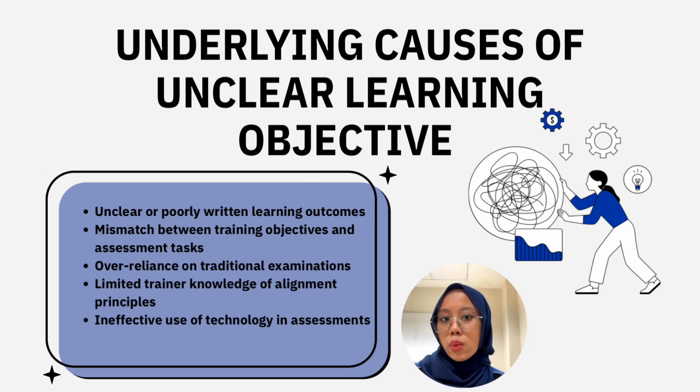So, you might be wondering what the causes of unclear learning objectives are. The article has identified several causes of curriculum misalignment. These include unclear or poorly written learning outcomes, a mismatch between assessment tasks and training objectives, and over reliance on traditional examinations. In addition, limited staff knowledge about curriculum alignment and ineffective use of technology in assessments also contribute greatly to this issue.